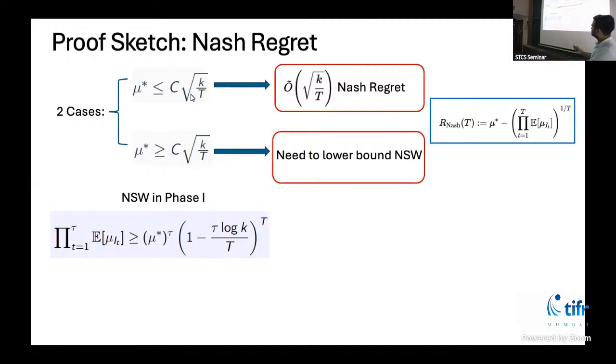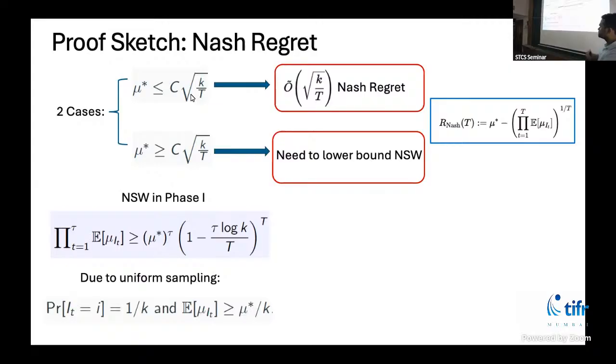Okay, so we show that our Nash social welfare is lower bounded by this. That means it is not very low. What does that mean? That means the expected reward the patients get in the initial rounds is also bounded away from 0, right? And mu star to the power tau is the highest Nash social welfare that one can get in the first tau rounds, and we are away from that by this quantity, which is less than 1. So it's good enough social welfare in phase 1. This is due to the uniform sampling, which ensures that the expected value of the average reward is always lower bounded by mu star by k. So that gives us a good amount of social welfare in the initial rounds also.